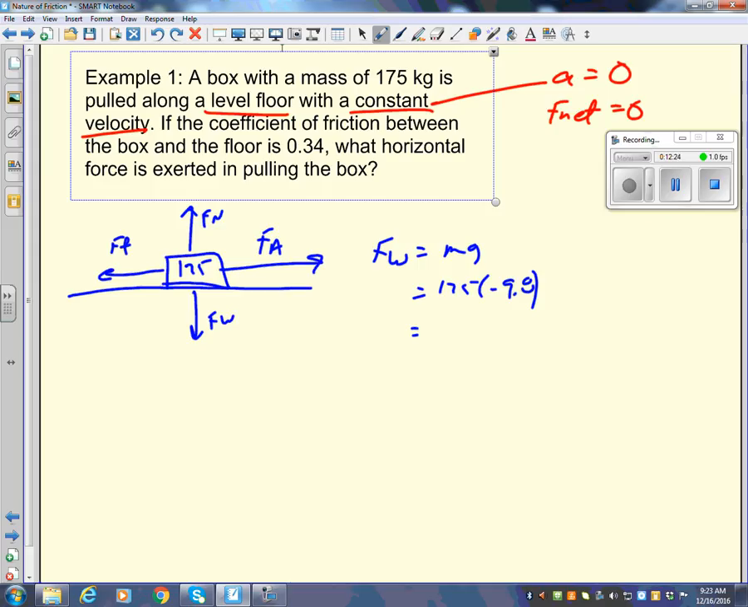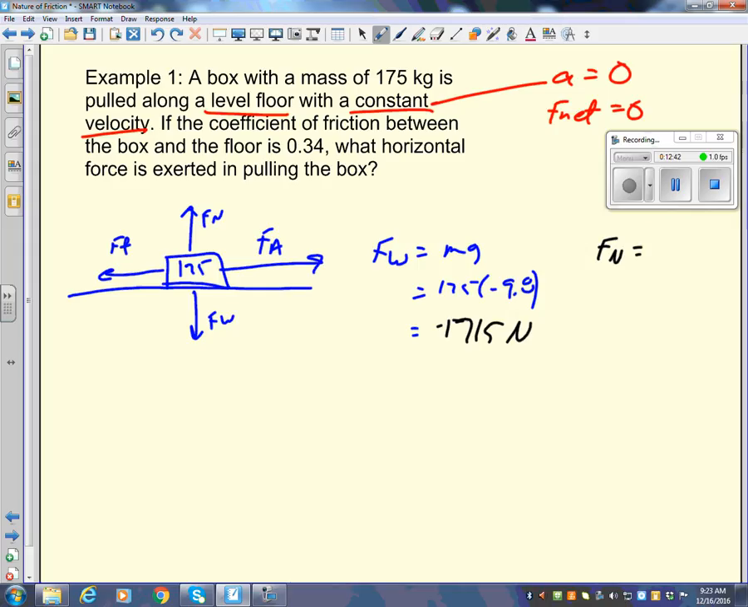$17.15? Didn't check? You can trust me. Whoops. Maybe you can't trust me. 1715 newtons, right? Negative. Which means that the normal force would be the same, only up. And now I can go mu equals FF over Fn.